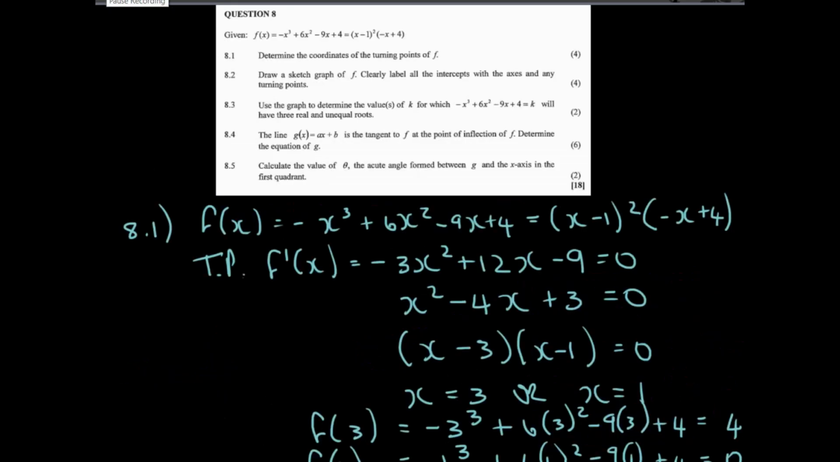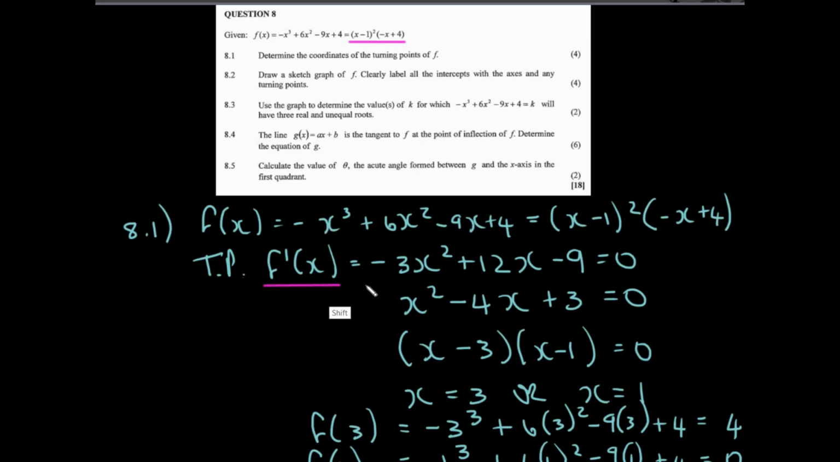Now let's look at 8.1. Here in question 8 we are given a cubic function, and what's nice about this cubic function is that they've already written it in that form, which helps us find our x-intercepts. Now let's look at 8.1 first. It says that we must determine the coordinates of the turning points of f. How do you determine the coordinates of the turning points? You need to take a derivative.